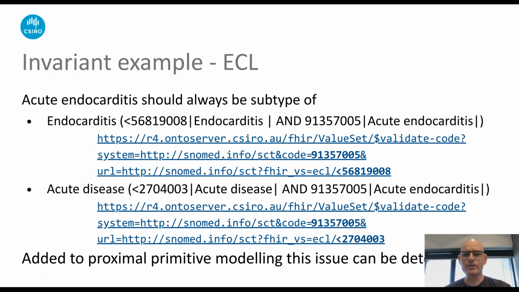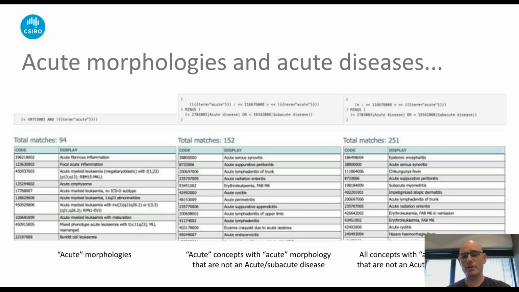So again, we can use similar examples of ECL-based invariants to say that acute endocarditis should always be an endocarditis, and it should be an acute disease. And I won't bother showing the examples of those, but it's much the same pattern. The ECL in these examples is very, very simple, but it could be as complicated as you need it to be to say whatever it is that you wish to say.